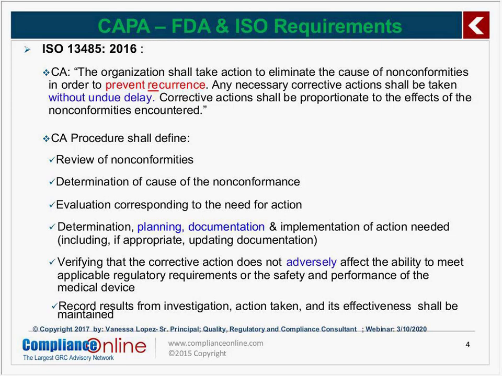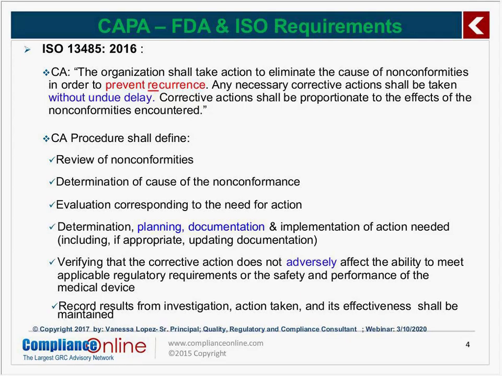So it states in 13485, for corrective action, the organization shall take action to eliminate the cause of nonconformities in order to prevent recurrence. Any necessary corrective action shall be taken without undue delay. This last part that you see in blue, those words were added to the ISO 13485:2016 version. In other words, what was added to that 2016 version is that it must be clear that the corrective action is performed in a timely manner. Corrective action shall be proportionate to the effects of the nonconformities encountered.